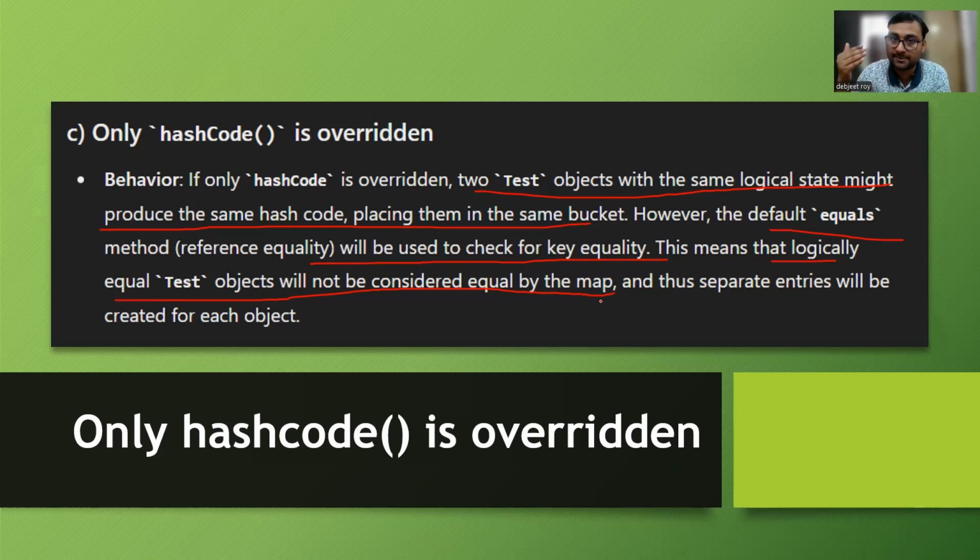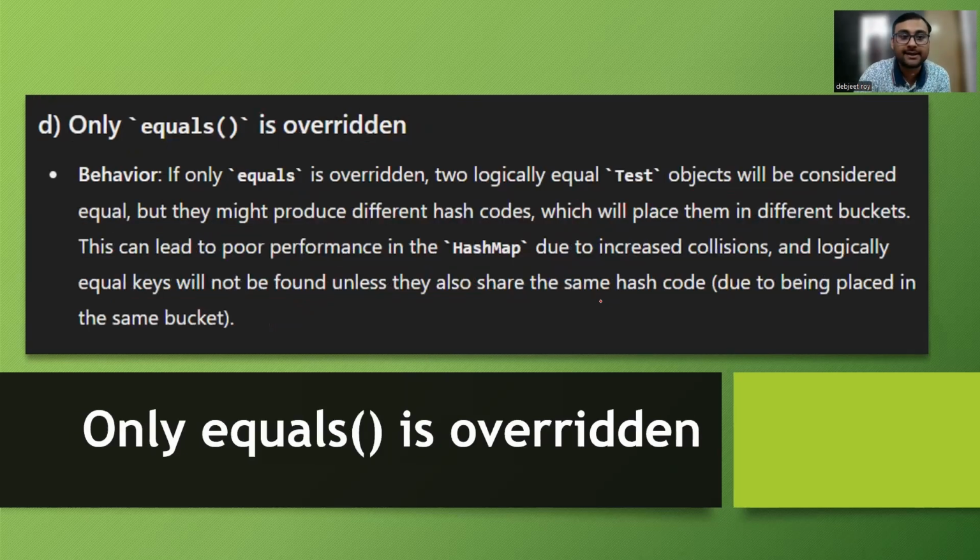So this test will be considered different objects. So that problem will come if the equals method is not overridden. Next, if only the equals method is overridden, then what will happen? So that's fine. So what will happen in that scenario?